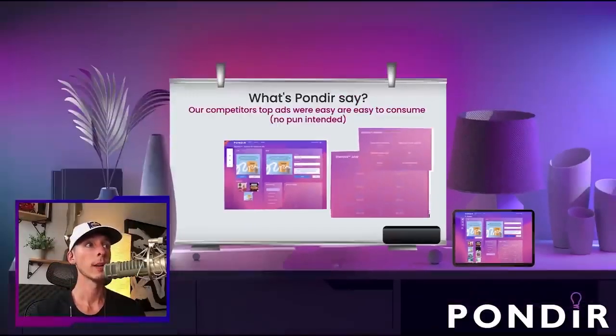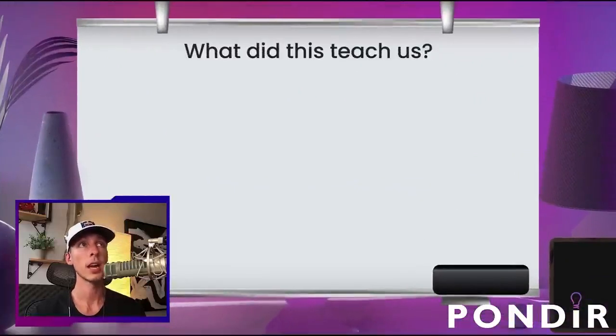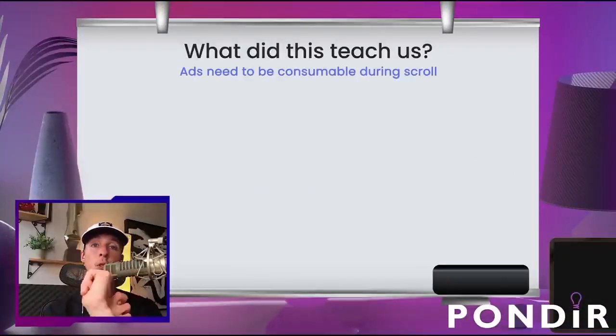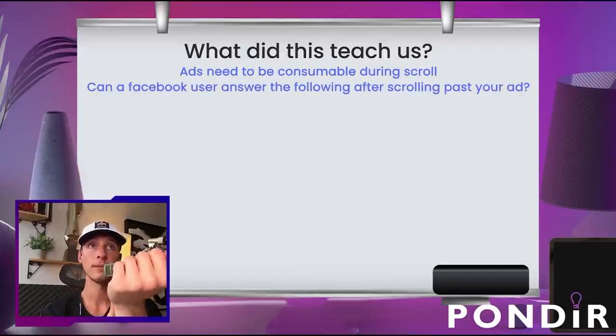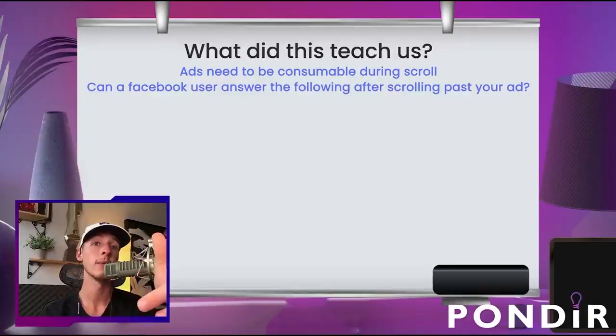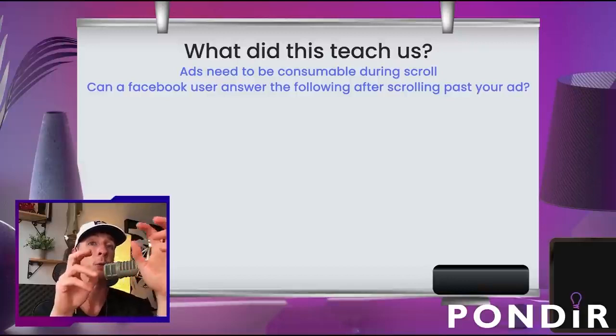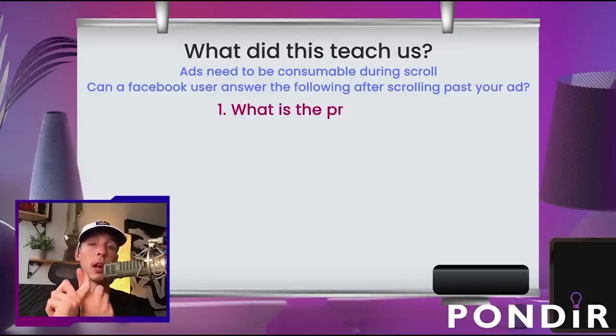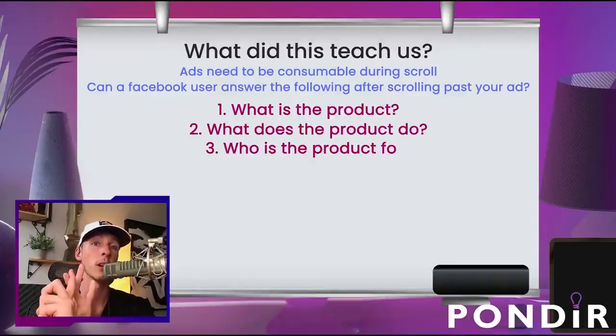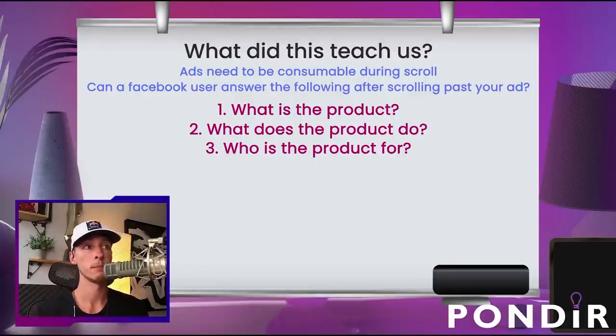So we have one more here. But first, let's touch on what this taught us. Ads have to be consumable during the scroll. Can a Facebook user answer the following after scrolling past your ad, the one that's not performing or not working? Can they tell you what the product is, what it does, and who it's for? If not, it's likely that ad is not going to work.